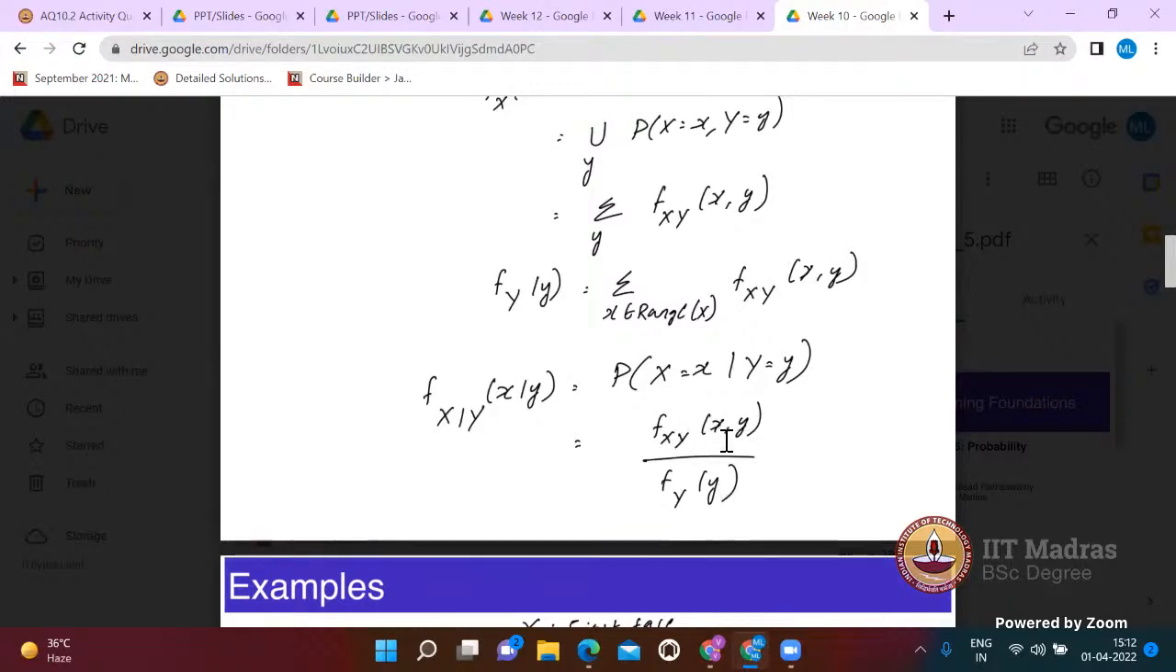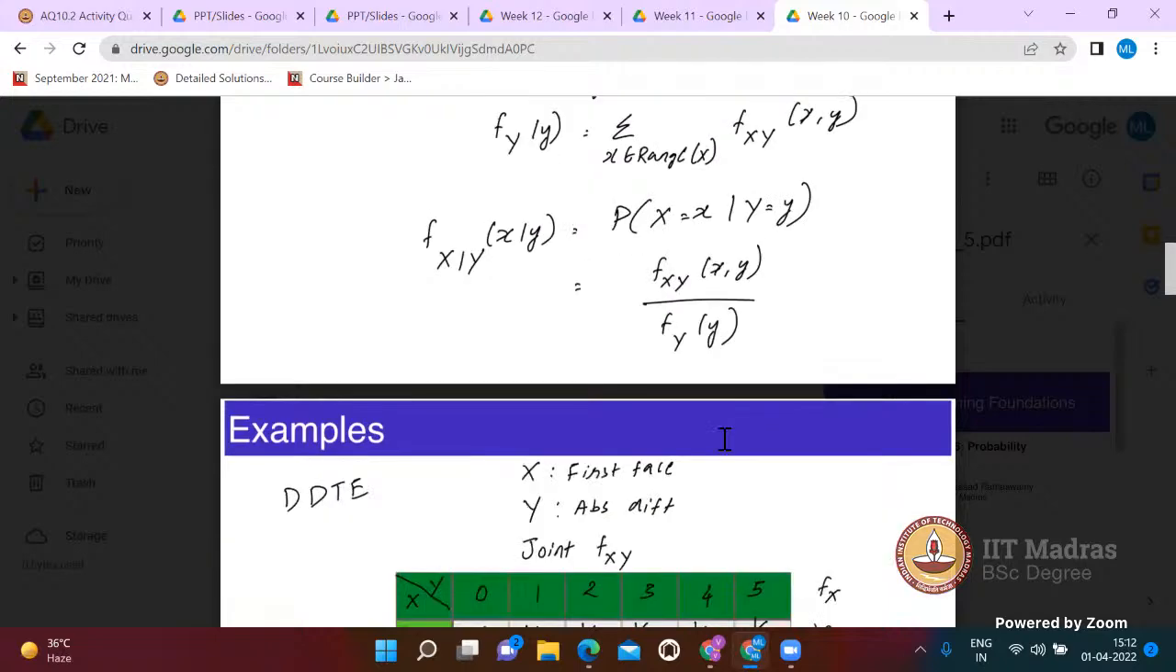If you have been asked to calculate the joint distribution of 2, 3, that means y is 3. You have to fix the value of y equals 3, and then do the summation for all the x, and you'll get the marginal distribution. And then you can calculate the conditional by dividing the joint distribution by the marginal distribution.